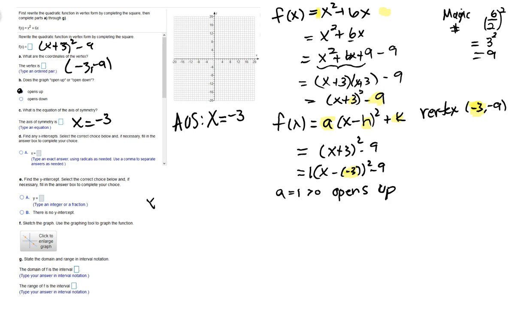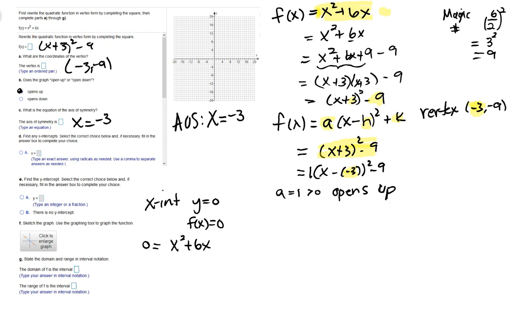So you find an x-intercept by letting y equal 0. We're going to let f of x equal 0. You can do either the original function equal to 0, or you can do your vertex form equal to 0. In the last problem, it was in vertex form, so this one I'm going to do in the general form.